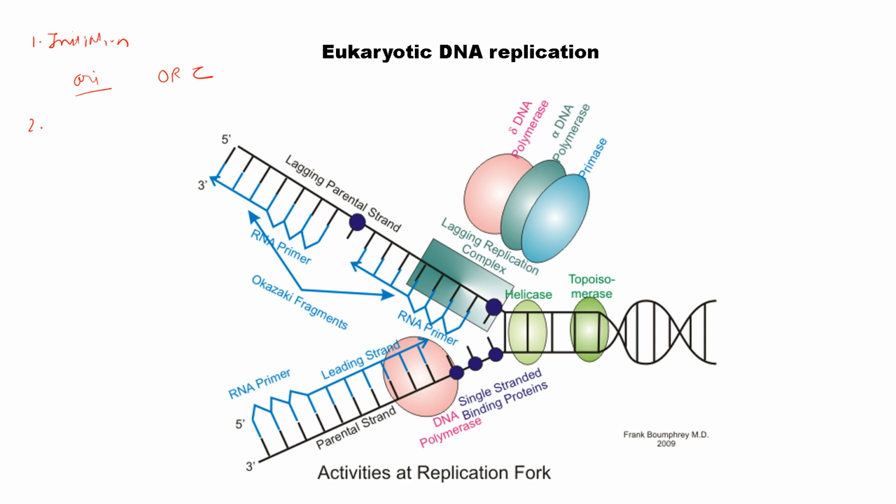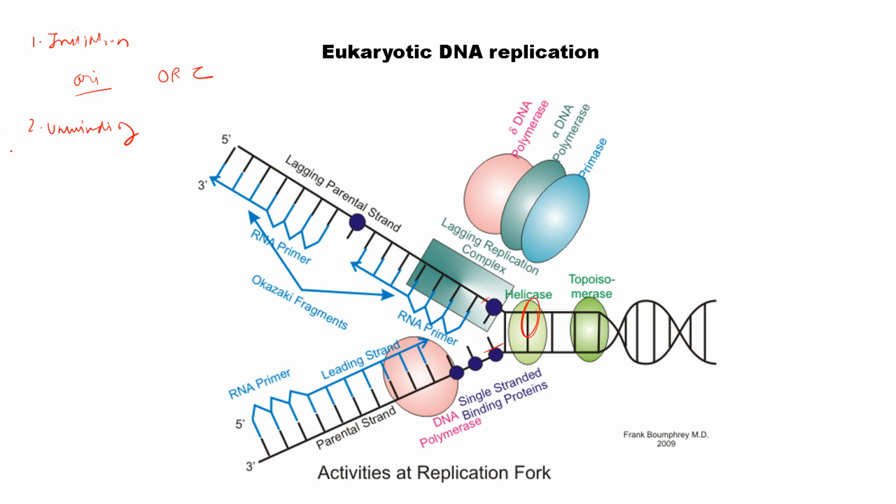The second step is the unwinding. Once the origins are recognized, helicase enzymes are recruited to unwind the double helix structure of the DNA at the replication fork, creating two single-stranded templates for replication. So this is the helicase. You can see here it unwinds the double helix structure of the DNA at the replication fork.